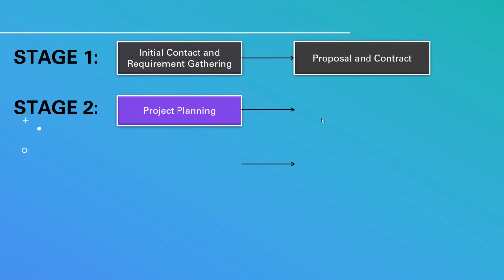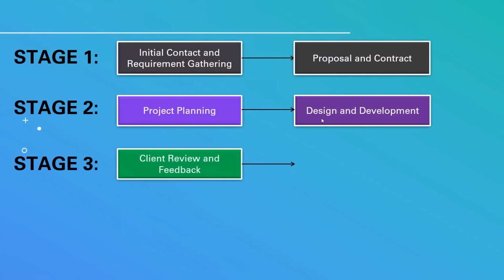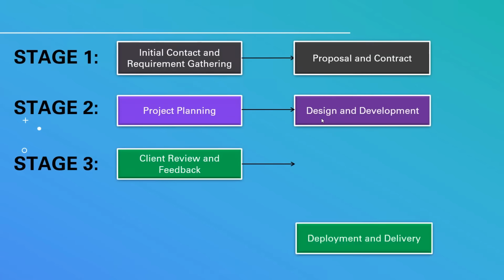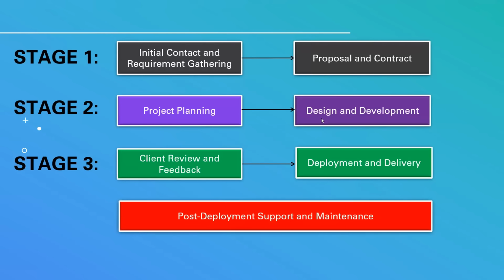Stage 2 is where you are doing the project planning, because now the proposal is signed. You have to prepare the project plan and how things would move forward. You have the design and development, where you design and develop the project that has been planned. The final stage 3 is where you go back to the client, review all the design and development work, and then move forward with the deployment and delivery. And after you're done with the entire stage 1, 2, 3, then you have post deployment support and maintenance, where you have the operations team coming into the picture.